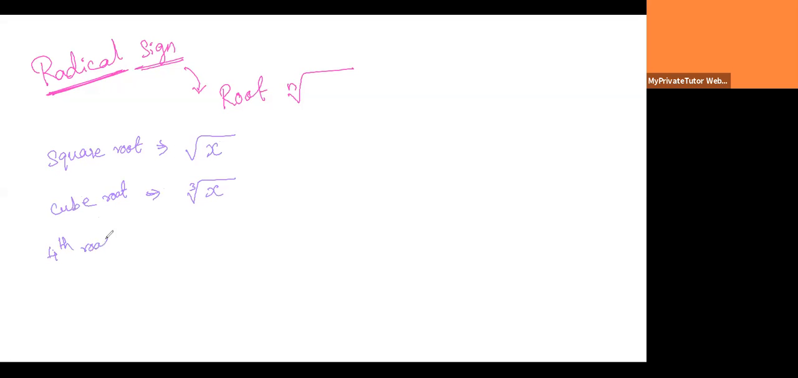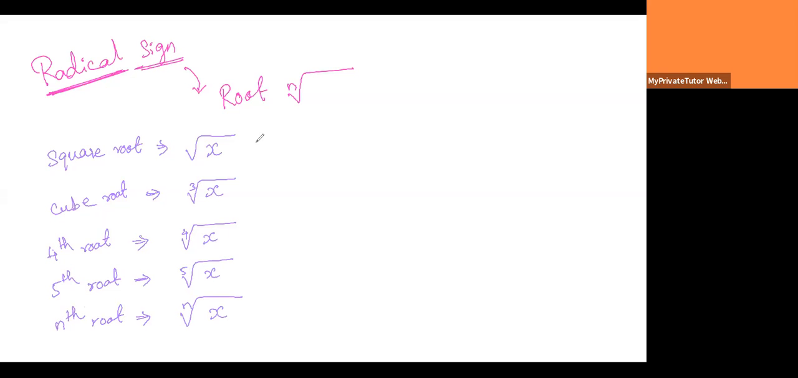Fourth root. What do you mean by a fourth root? We'll have a 4 in it. Fifth root, we have a 5 in it. Sixth root, we have a 6 in it. So if we have a 20th root, we have a 20 in it. So that is nothing but if we have an n, n can be any number. So if we have an nth root, we have an n here. I hope everyone is able to follow me.